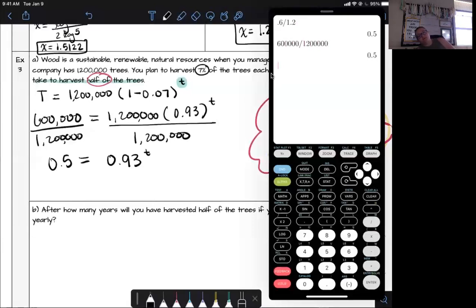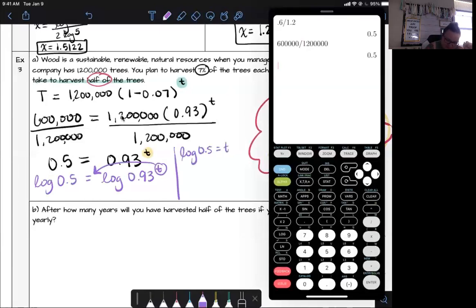Now, if our variable is in an exponent, how do I get that variable to no longer be in the exponent? I use the power property. But to be able to use that, I need to have a log present in the equation. So I'm going to take the log of both sides. So I'm going to get the log of 0.5 is equal to the log of 0.93 to the t. I'm going to use the power property, bring that t out in front of this log. So I'm going to have the log of 0.5 is equal to t times the log of 0.93.